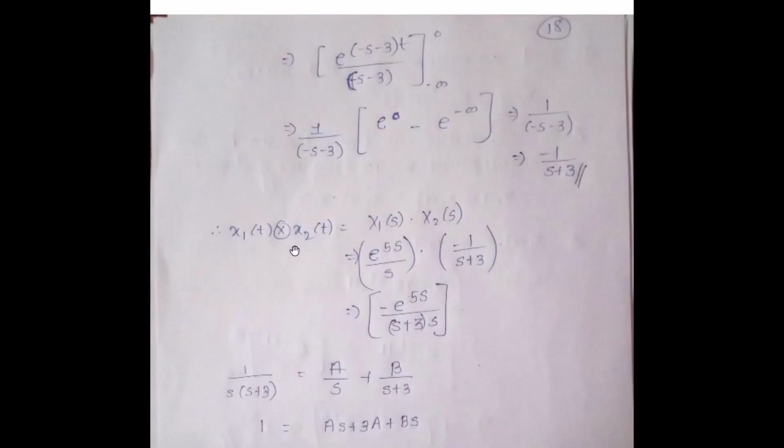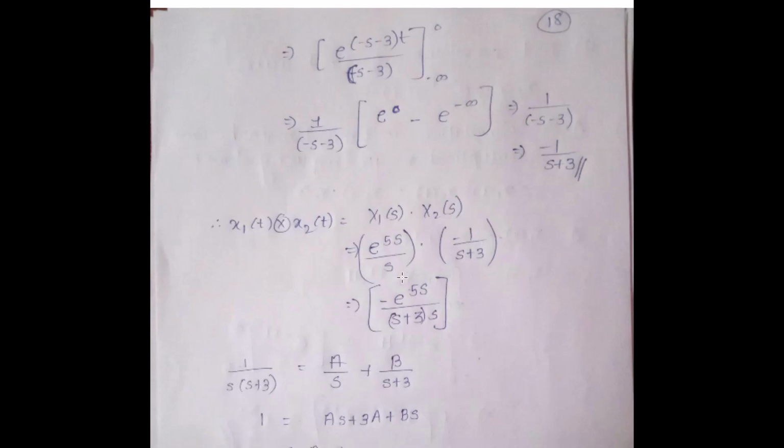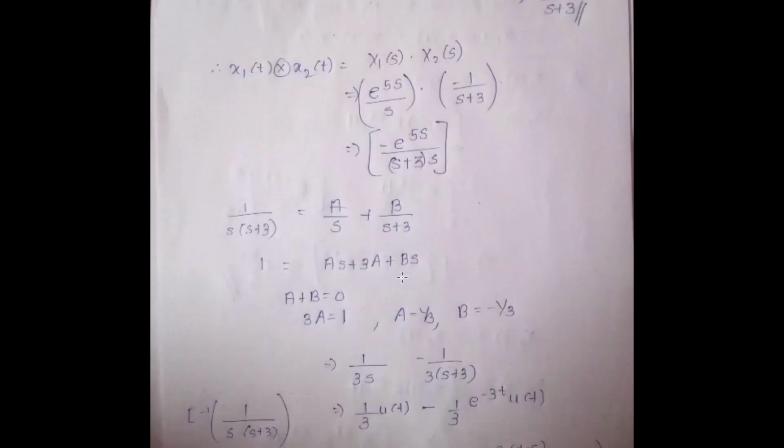So the convolution of two time domain signals is the multiplication of their Laplace transforms, that is e raised to minus 5s upon s, multiplied by minus 1 upon s plus 3. So that is the final value. Now you need to find out the time domain of it by taking the partial fraction of this particular expression.